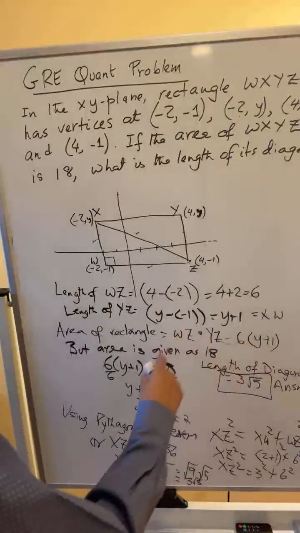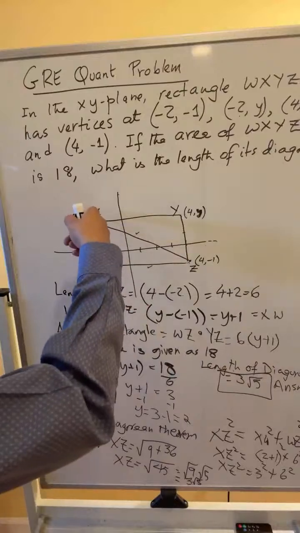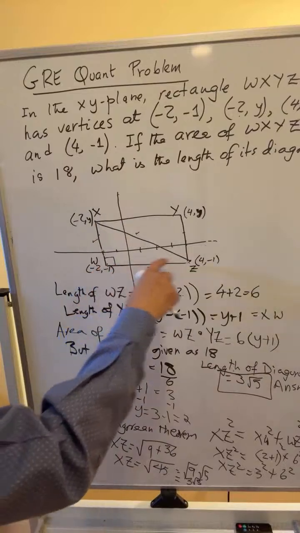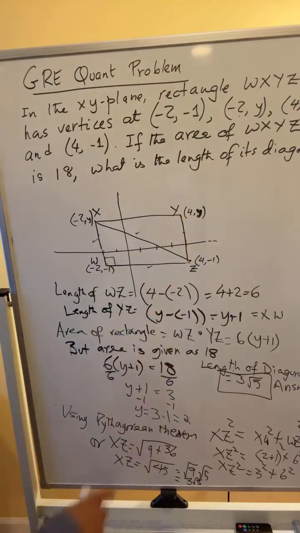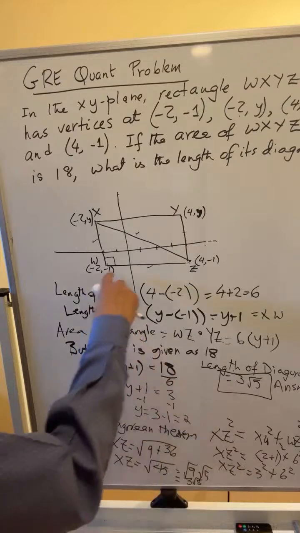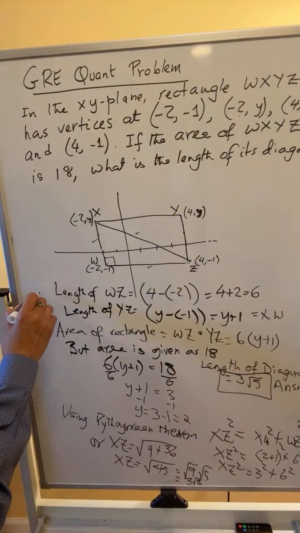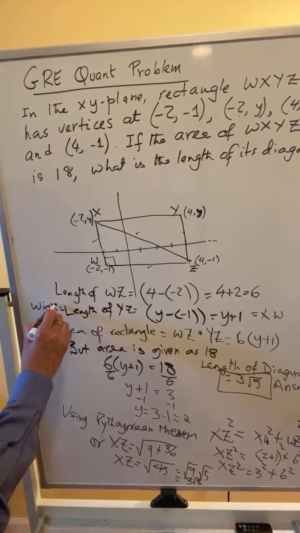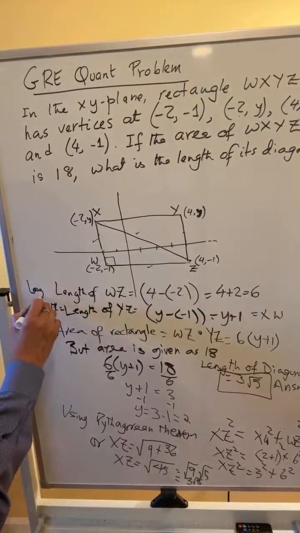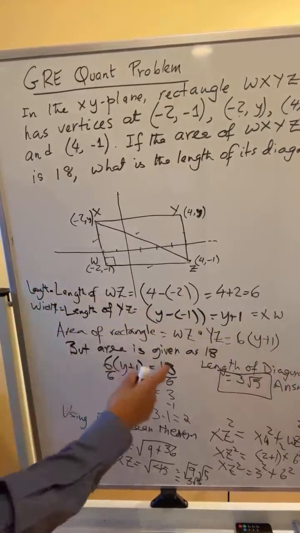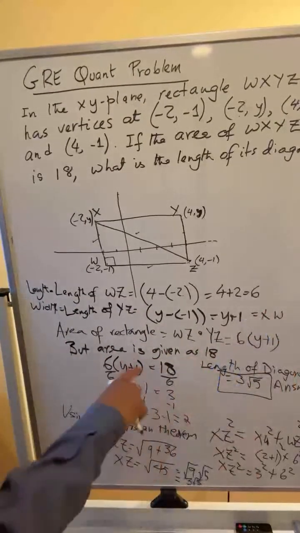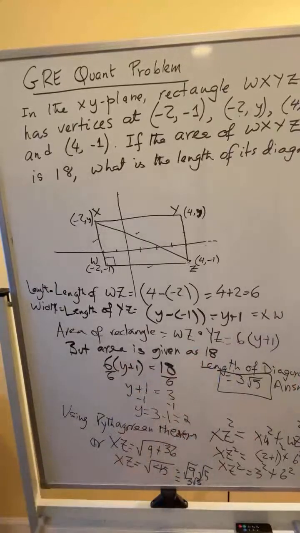Area of the rectangle is, of course, length times width, so WZ times YZ is the area of the rectangle, length times width. So this you call length and this you call width of the rectangle, and this is length. So length times width is the area of the rectangle, so 6(y plus 1), but that is already given to us as 18, from which we solve for y is equal to 2.